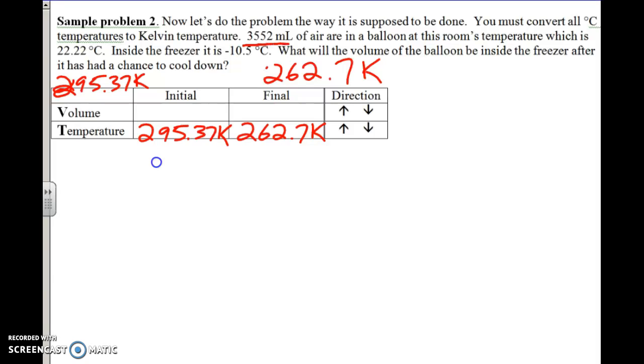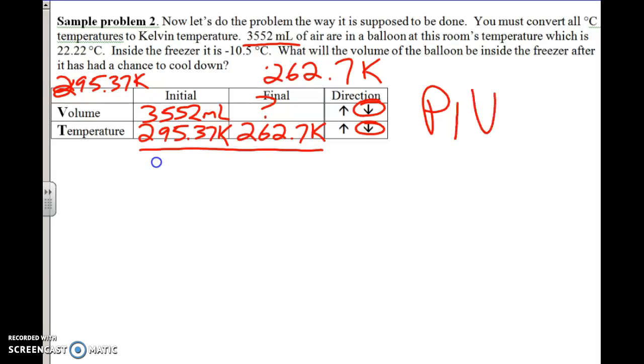The initial volume of the balloon is this, so I'll write that in. And we're trying to figure out what the final volume in the balloon will be. So I can see in my problem that my temperature is going down. And if temperature goes down, then volume should go down. We learned on the previous page, only pressure and volume are opposites of each other. Everything else is a direct relationship. So if one goes up, the other goes up.